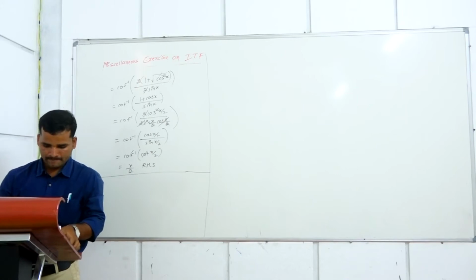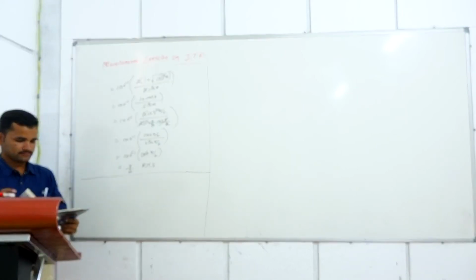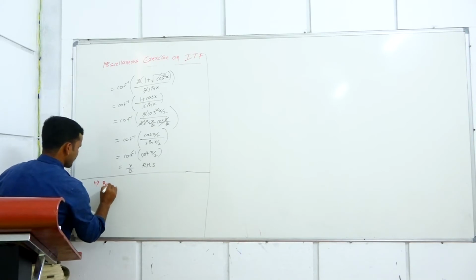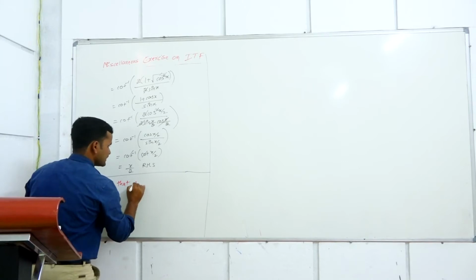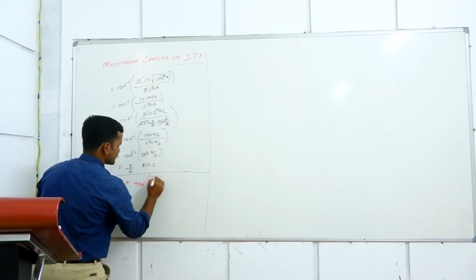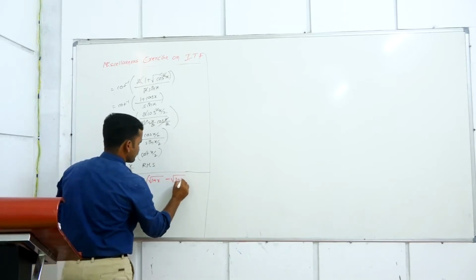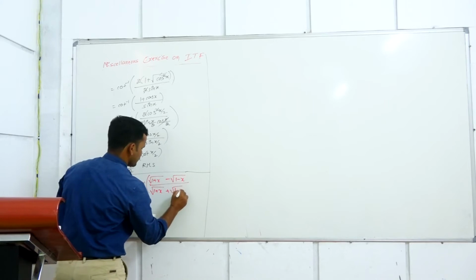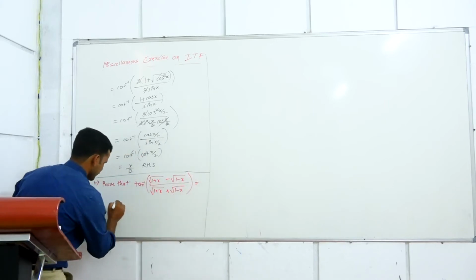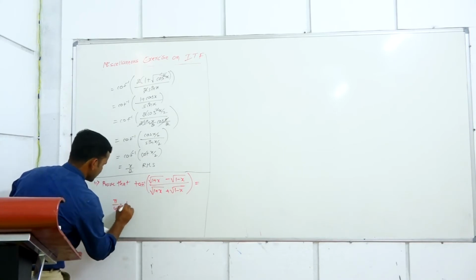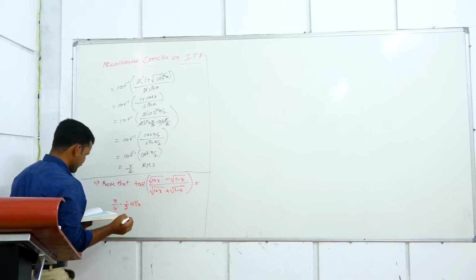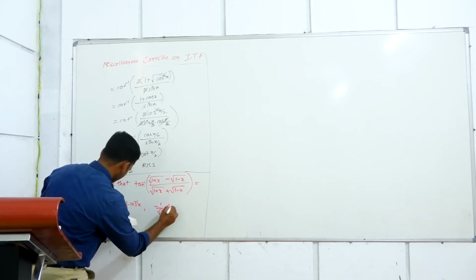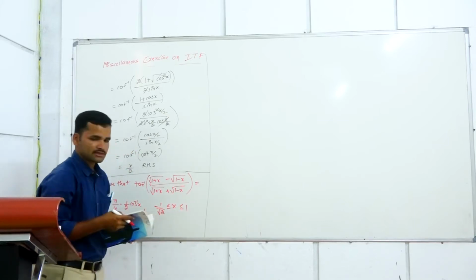Problem number 11 is: prove that tan inverse of square root of 1 plus x minus square root of 1 minus x divided by square root of 1 plus x plus square root of 1 minus x is equal to pi by 4 minus 1 by 2 times cos inverse of x, where x takes the value greater than minus 1 by root 2 but less than 1. This one we are going to prove.